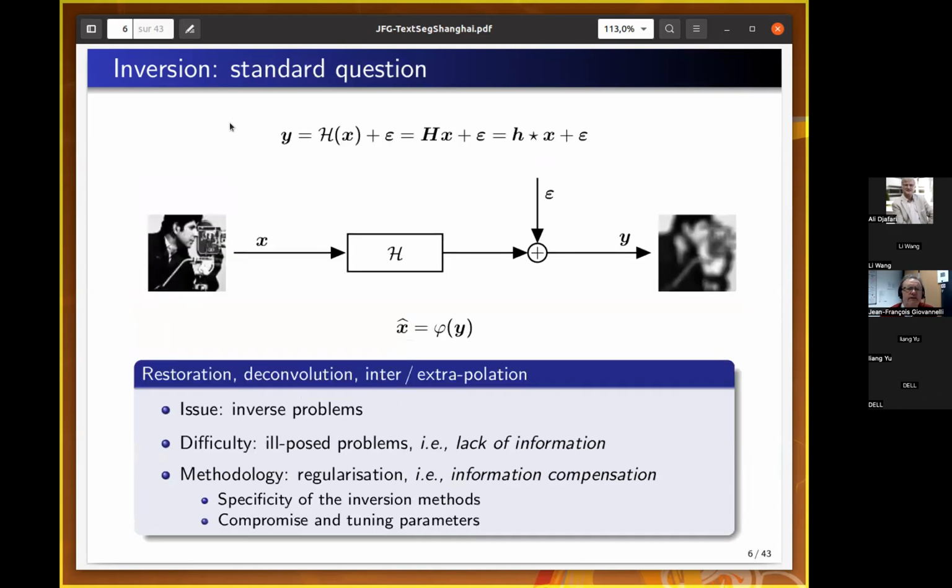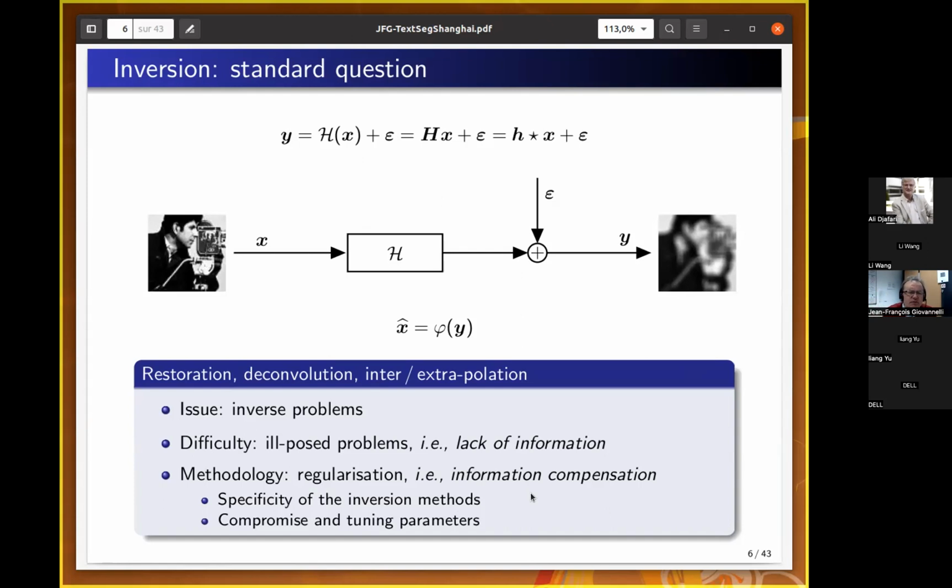Here again, this is a standard question. Usually we have an ill-posed problem. We have an inverse problem that is often ill-posed. It means that in the observed data, information regarding the input is missing. It is because of degradation, for example, limits in resolution or attenuation of high frequencies and so on. That's why we resort to what is called regularization. It means accounting for prior information to compensate for missing information in the data.